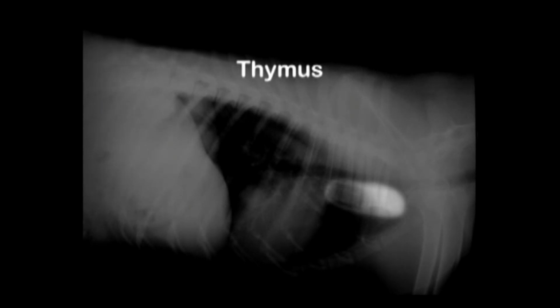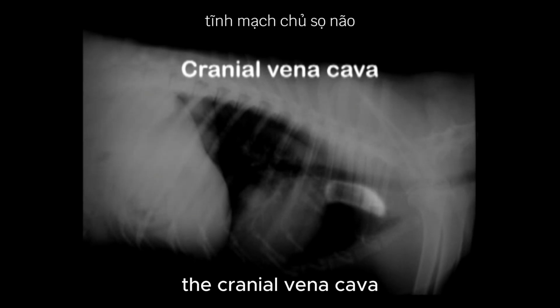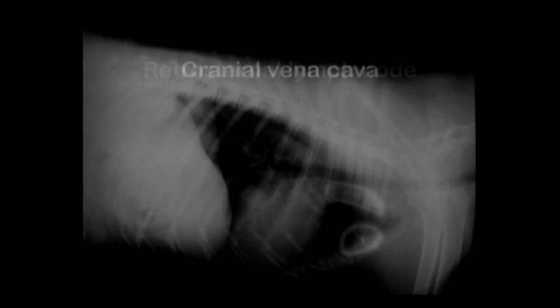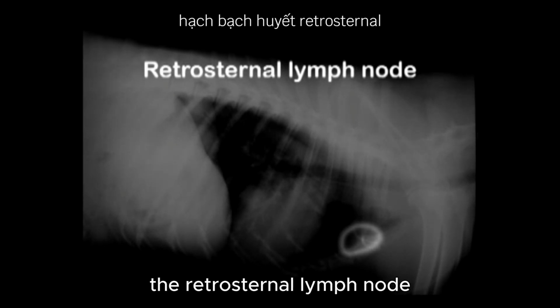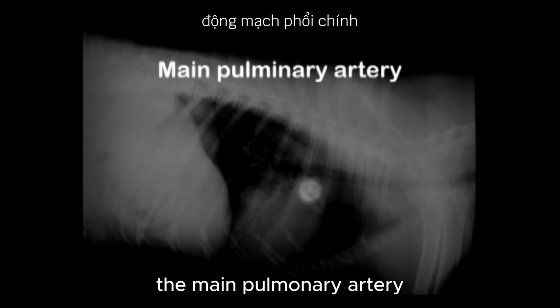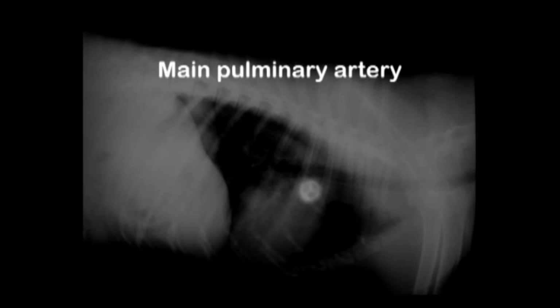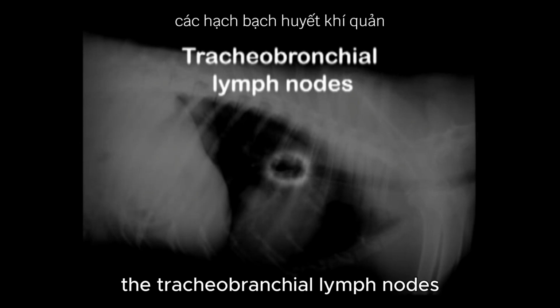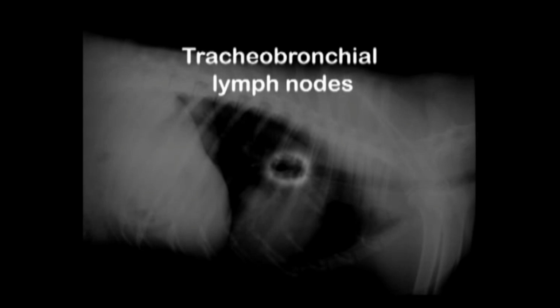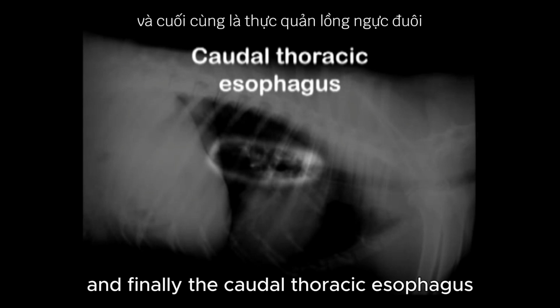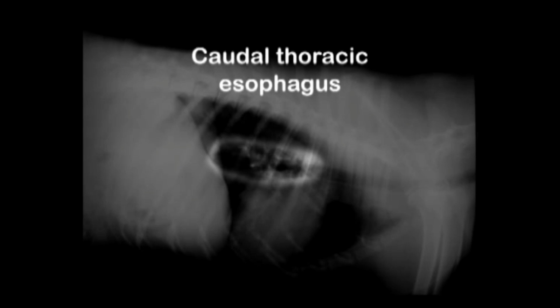the thymus, the cranial vena cava, the retrosternal lymph node, the main pulmonary artery, the tracheobronchial lymph nodes, and finally, the caudal thoracic esophagus.